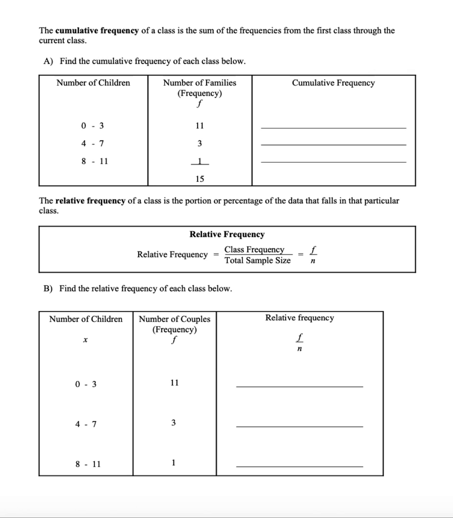The cumulative frequency of a class is the sum of the frequencies from the first class through the current class. Find the cumulative frequency of each class below.